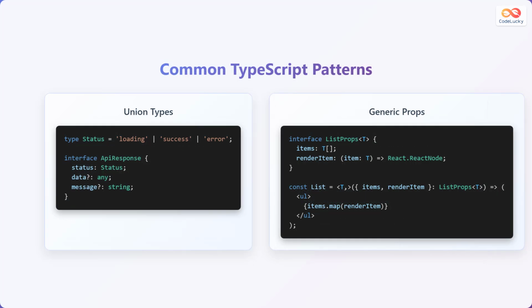Here are some common TypeScript patterns you might find useful. Union types allow a variable to have one of several types. For example, a Status type can be defined as either loading, success, or error. An ApiResponse interface can then use this Status type for its status property. Generic props allow you to create reusable components that can work with different types of data. The ListProps interface defines that items is an array of type T, and renderItem is of type React.ReactNode.